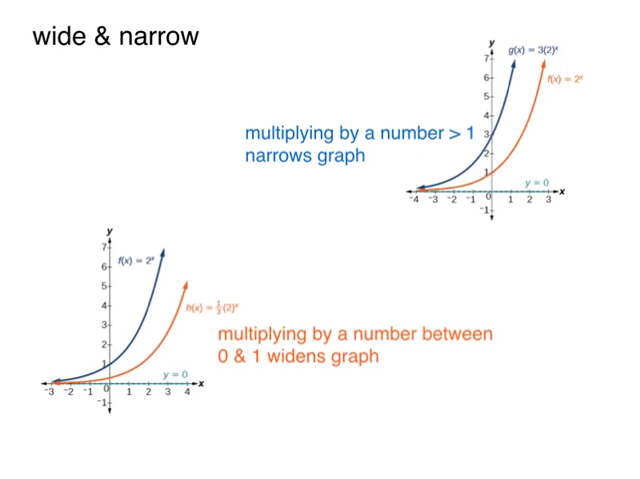Now what happens if we take the parent function, 2 to the x power, but we multiply it by a number smaller than 1, but bigger than 0. So it's between 0 and 1. What happens, it widens the graph. See how the original is here, and then now it's kind of flattening out, so it's widening it. That's the thing you need to recognize, is the number that you multiply the function with affects how narrow or wide it goes.